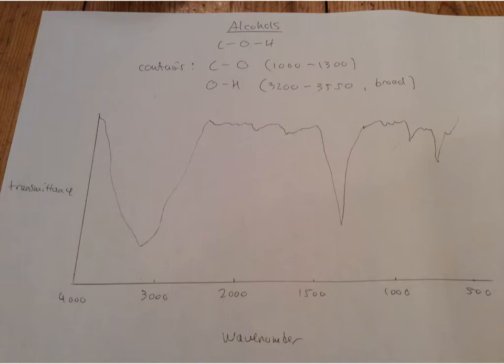You'll notice there's two main peaks on an alcohol. One caused by the C-O bond, at 1000 to 1300, and one caused by the O-H bond. Now, this is really important. The way you know whether that OH bond is an alcohol OH or a carboxylic acid OH is by looking for a C=O bond, which is about 1640 to 1750.